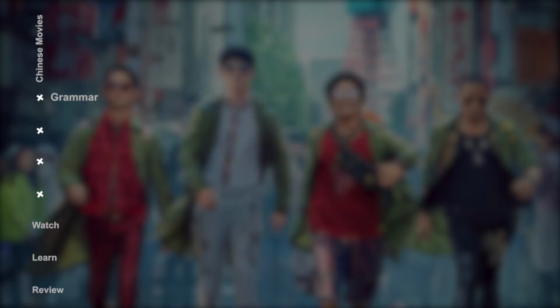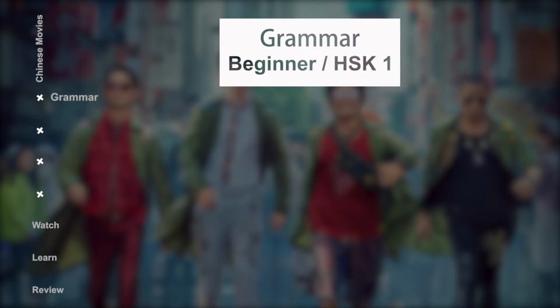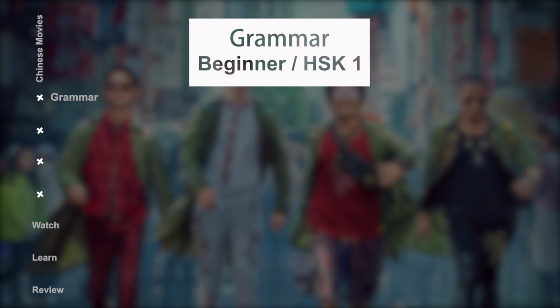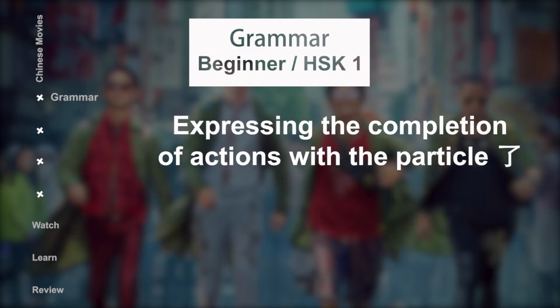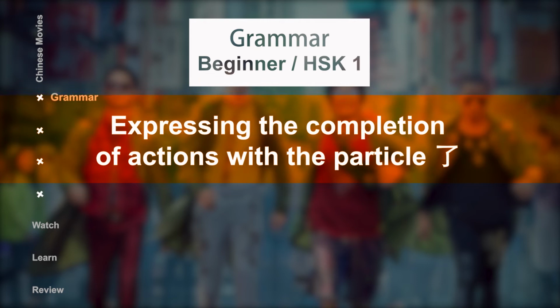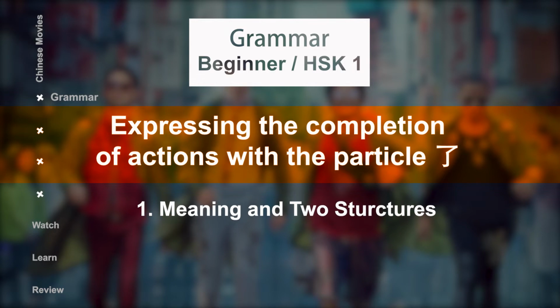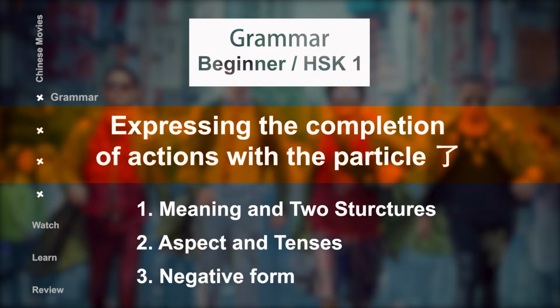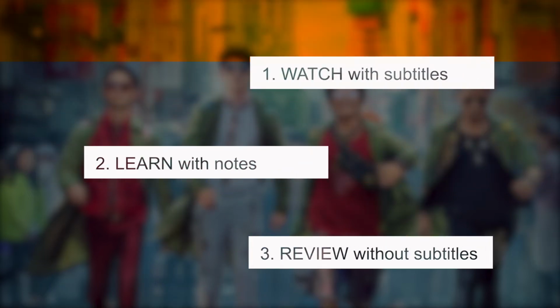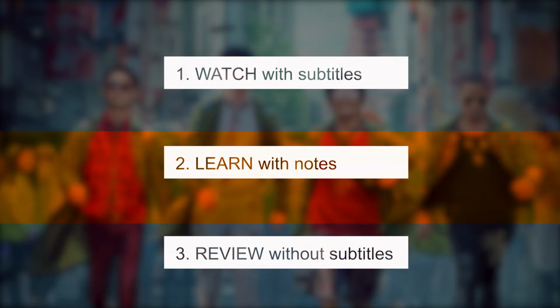Today, we're gonna have another grammar lesson for beginner or HSK1 level. You will learn how to express occurrence, namely what has happened, and completion of actions with the particle le. Firstly, you're gonna learn the meaning and two different structures with le in this grammar point. Then, you will get to know the idea of aspect and different tenses expressed with le. Finally, we will learn its negative form. Now, let's get started.